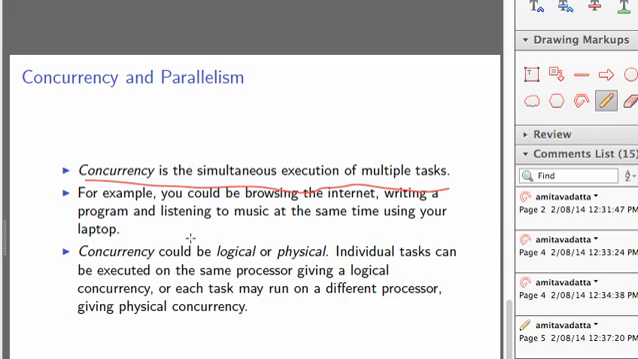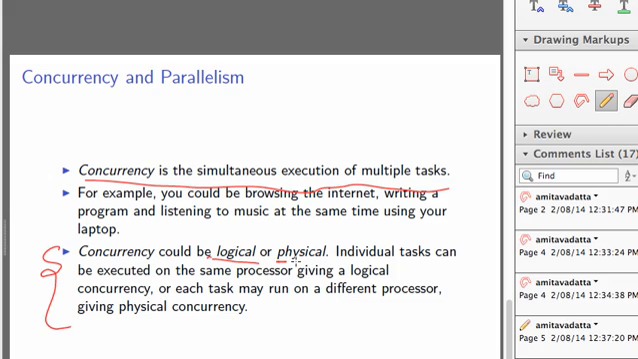One is logical simultaneity, that is, the processor is actually executing your tasks, like your MP3 player, your internet browser, and your C programs, one after another in quick succession. And human response time is much slower compared to the computer's power. So what we feel as simultaneous is actually execution one after another. This is called logical concurrency.